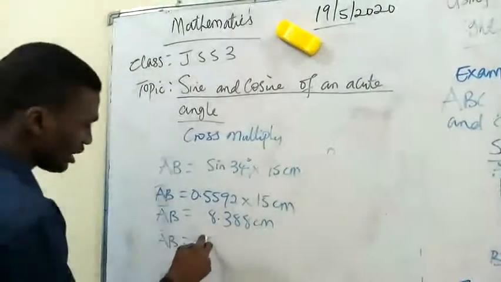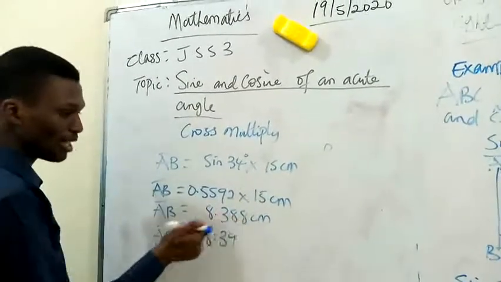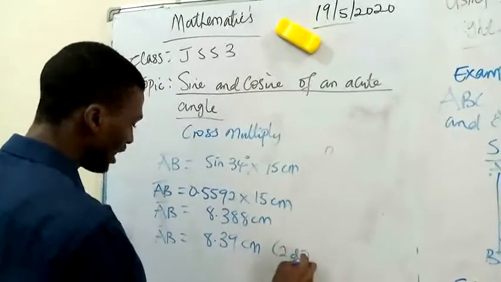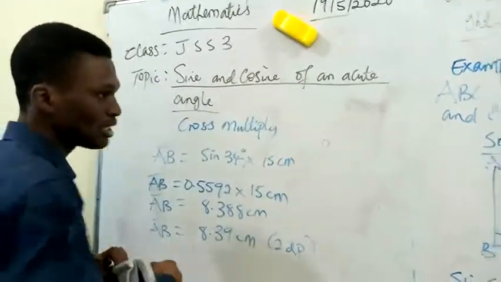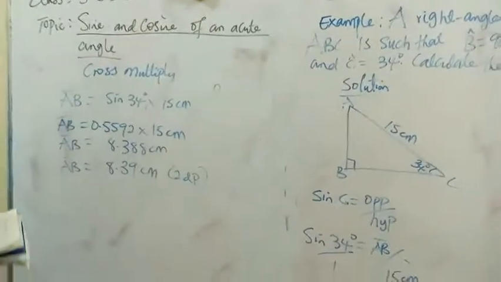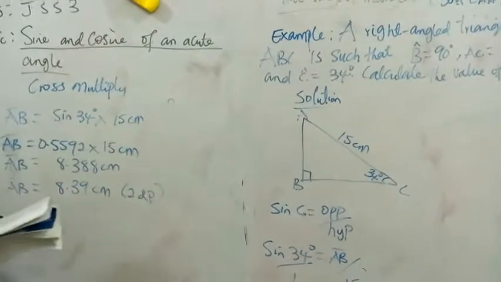That will give us 8.39. We round up since the next number is more than 5. So we have 8.39 cm as our line AB. So this side is 8.39 cm. We've solved one problem; let's solve another for a better understanding.